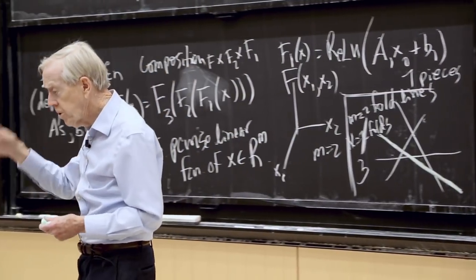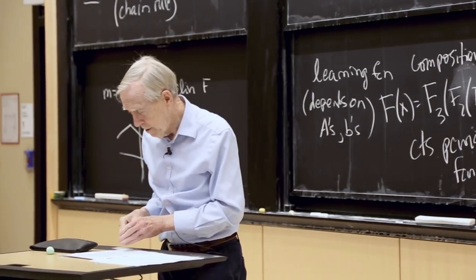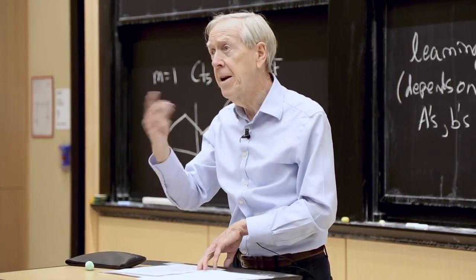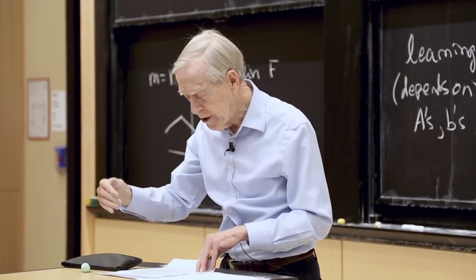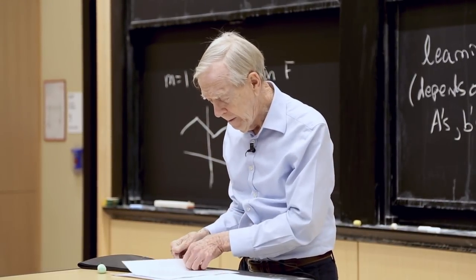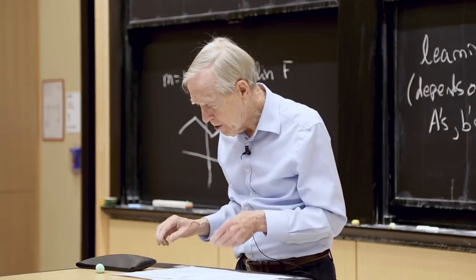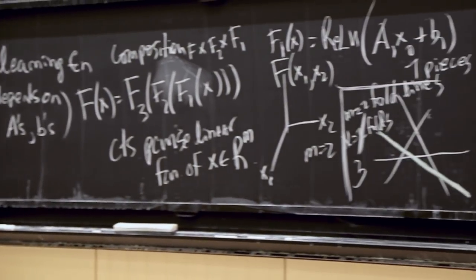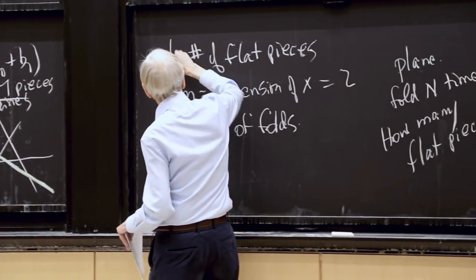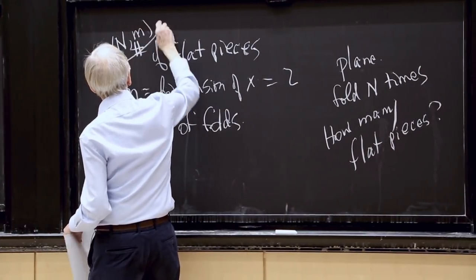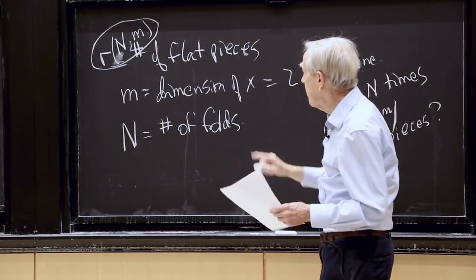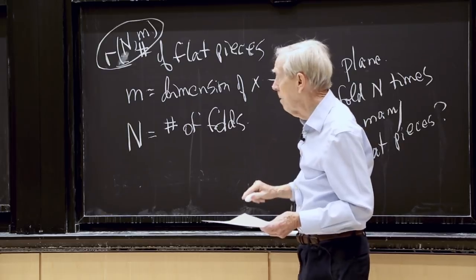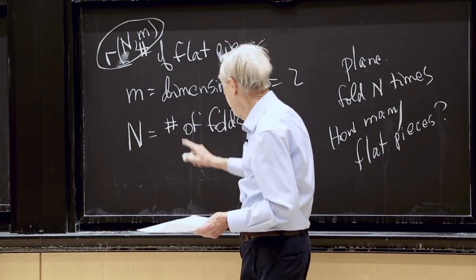That's right. So there's a recursion formula that I want to know. And I learned it from Kleinberg's paper. And then we have an addition to do. So the recursion will tell me how much it goes up with each new function. And then we have to add. Okay, so the recursion formula, let me write that down. So this is R of N and M that I'd like to find a formula for. It's the number of flat pieces in an M-dimensional surface.